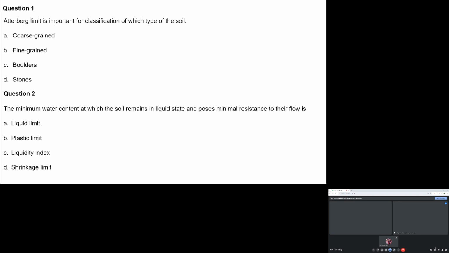Fine grained soils. Okay. Can you say what are all the Atterberg limits? Liquid limit, plastic limit, shrinkage limit. What is the other name for Atterberg's limits? I don't know, sir. Okay. Index properties? No, index properties are common for coarse grained and fine grained soils. Atterberg limits are also known as consistency limits.